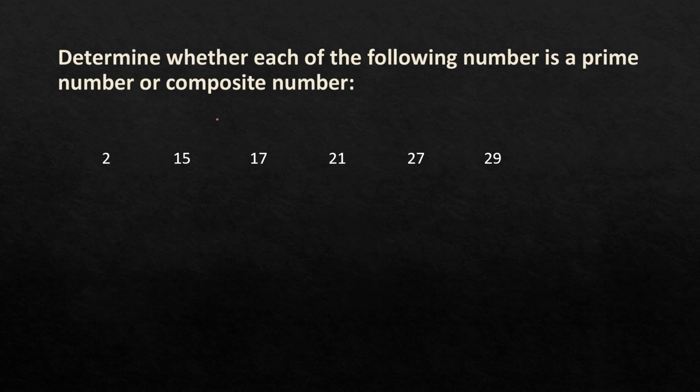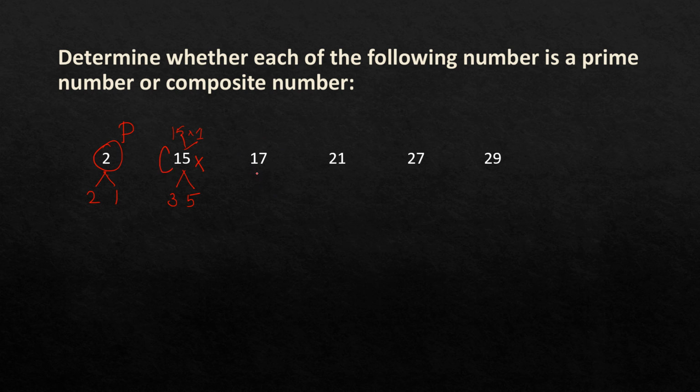Now, let's take up a sample question. Determine whether each of the following numbers is a prime number or a composite number. Here we know that 2 is only 2 times 1. The condition is that a prime number has only 2 factors, which are 1 and itself. Yes, this is a prime number. Here, 15 times 1, yes, but in addition to that, we also have 3 times 5. So this is not a prime number, this is a composite number.